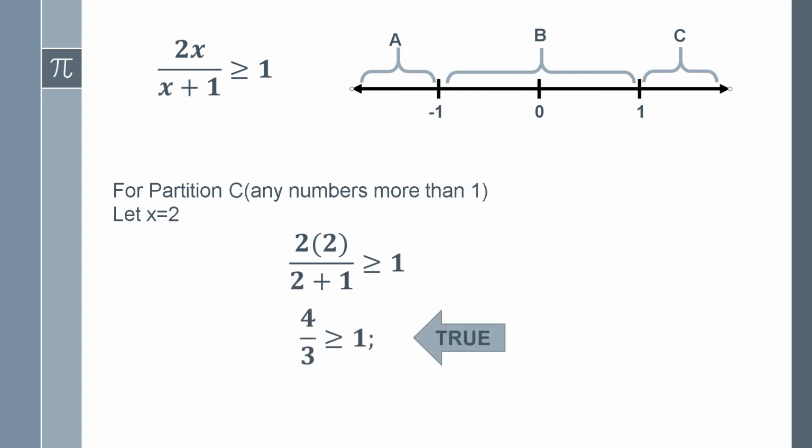Then, let's test for part C. Let's substitute a number that is more than 1. So, let x is equals to 2. If we substitute that, it will be 2 times 2 over 2 plus 1 greater or equal to 1. And then, it will be 4/3 is greater than or equal to 1. Is that true or false? Correct, that's true. 4/3 is larger than 1. Therefore, we can include the part C in the solution set.